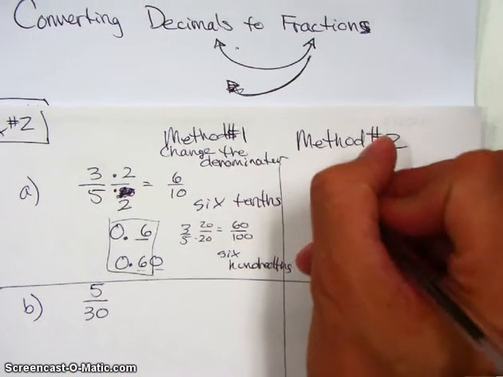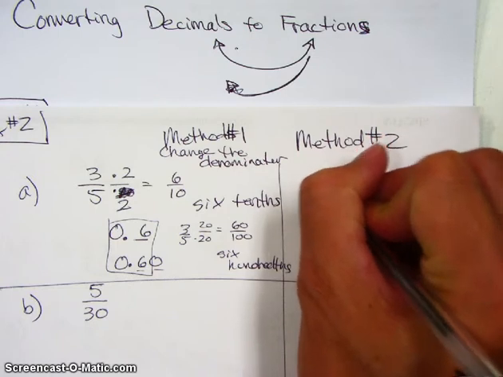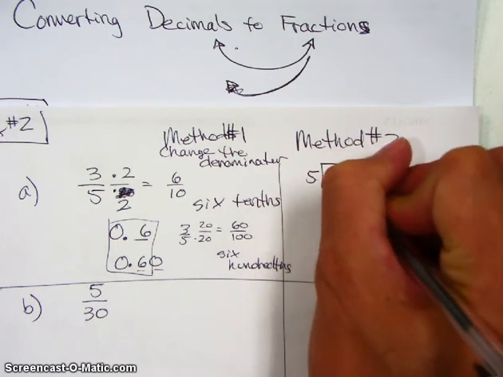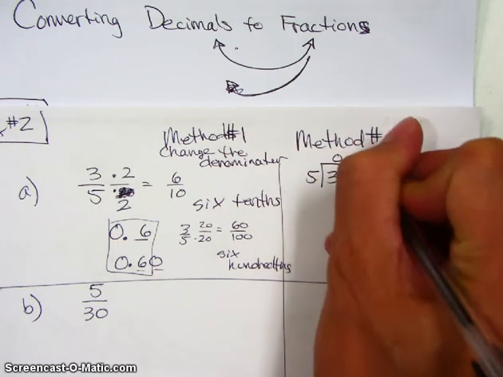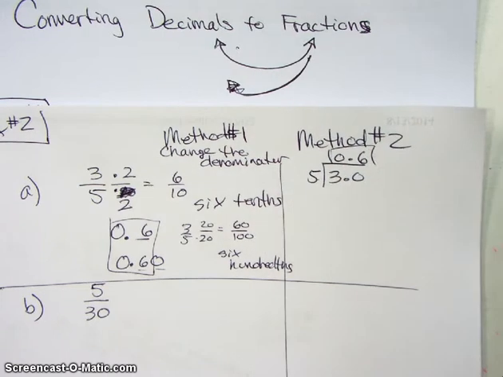Now the second method is if I could just use division. 3 divided by 5. 5 can't go into 3, so I put a decimal, but it goes into 30 6 times. And so there's another way I can come up with that.